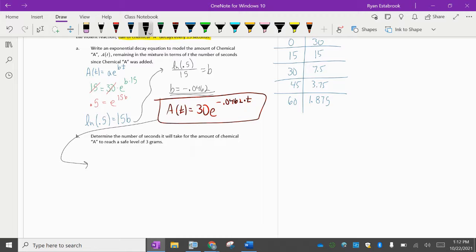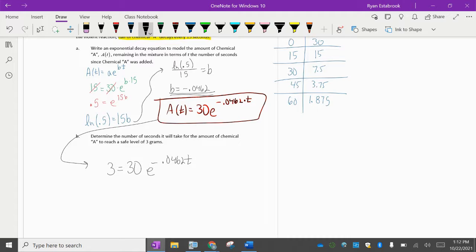All right, ready? It gets plugged in for A of t. Did we get that? Like the amount you have? So 3 is equal to 30 e to the negative 0.0462 t. And the goal here is to solve for t. The question is how many seconds it's going to take. Well, now if we can solve this equation for t, we know how many seconds it's going to take.